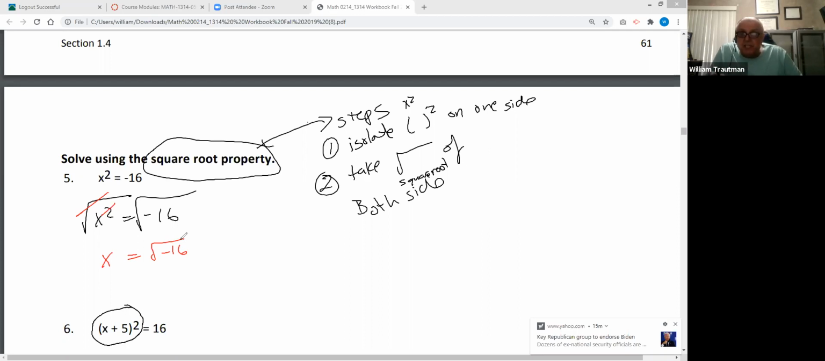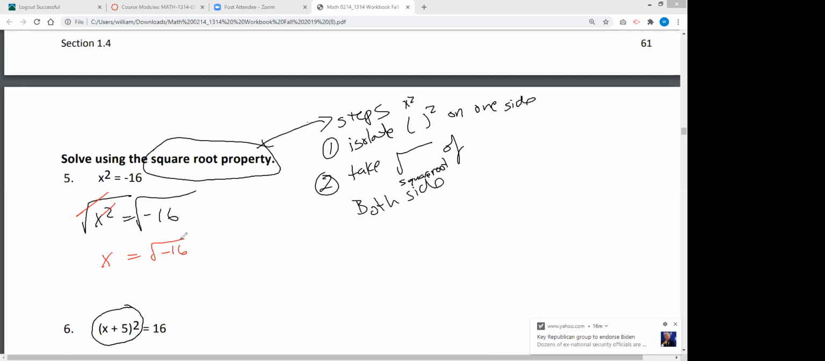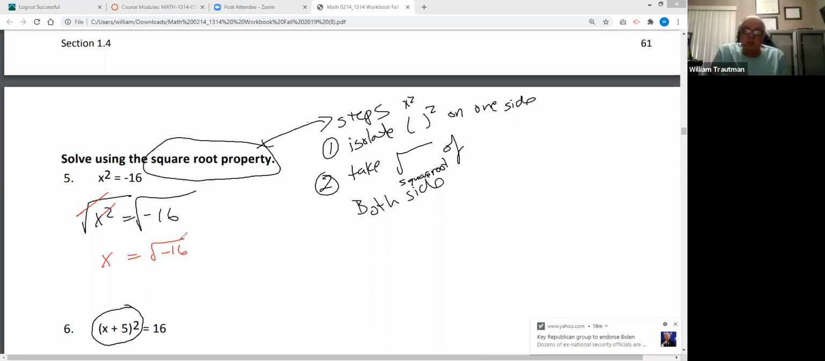So step one, isolate the parentheses squared on one side or the x squared on one side, and then take the square root of both sides. Now, can somebody go to the back of the book and tell me, is the answer 4i, or is the answer not a real number or something? What's the answer say in the back of the book for number 5? I got a feeling it says something different. It says plus or negative 4i. Okay, good. So it does say that.